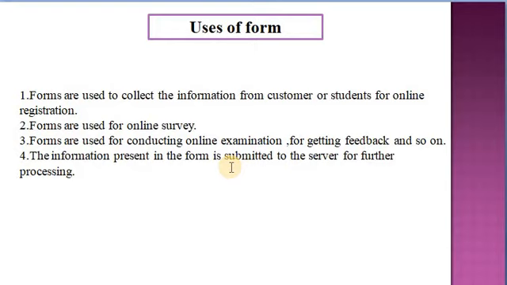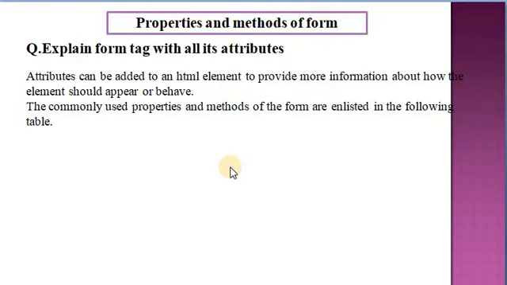Next point is the properties and methods of a form. Question: explain form tag with all its attributes. Attributes can be added to an HTML element to provide more information about how the element should appear or behave.